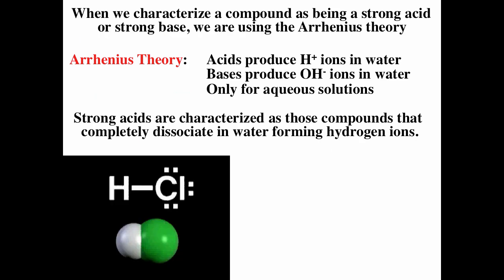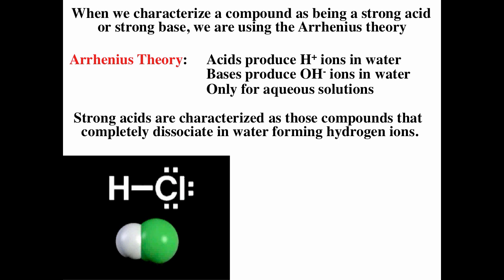Now, when we characterize a compound as being a strong acid or a strong base, we're using Arrhenius theory. And all we're talking about is for a strong acid, when you add it to water, all those molecules break apart or dissociate. An acid is a substance that produces hydrogen ions when dissolved in water.